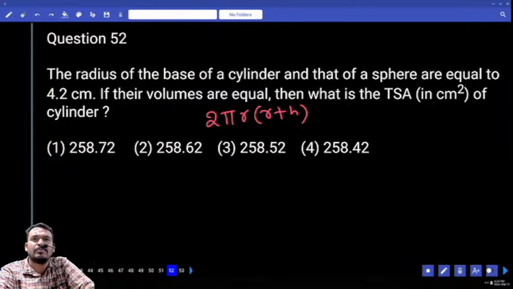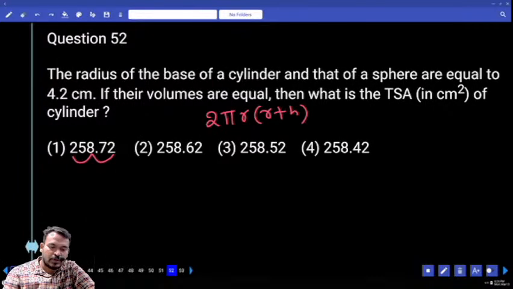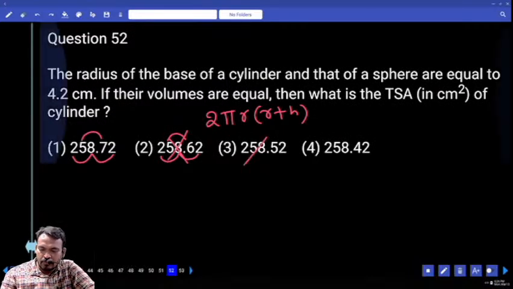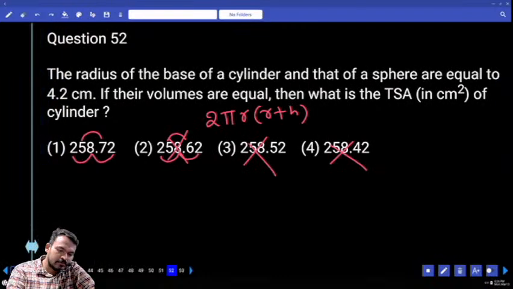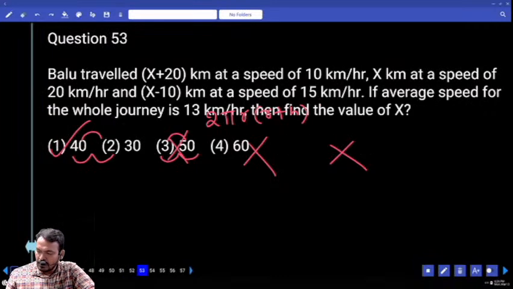Pi means 11 multiple. First option, 11 multiple: 2 plus 8 plus 2, 12; 5 plus 7, 12. 11 multiple. Next, second option, 2 plus 8 plus 2, 5 plus 6. No. Third option? No. Fourth option? No. Then the answer is the first option, or not? It is 11 multiple.